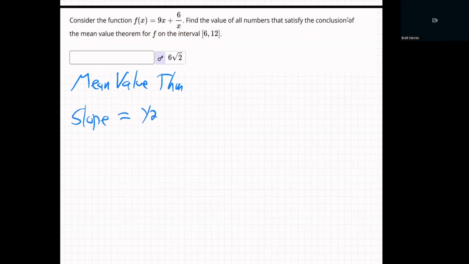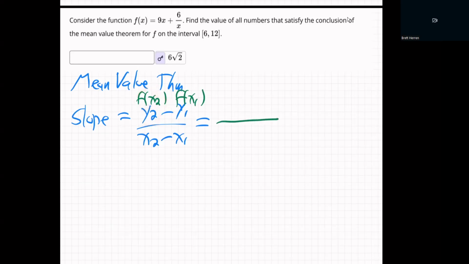And what is the slope? It's y2 minus y1 over x2 minus x1. And remember, y values are f values. So this is really f of x2 minus f of x1 over x2 minus x1. So what is x1 and x2? Well, x1 and x2 are right here, 6 and 12, first number, second number. So this is f of 12 minus f of 6 over 12 minus 6.